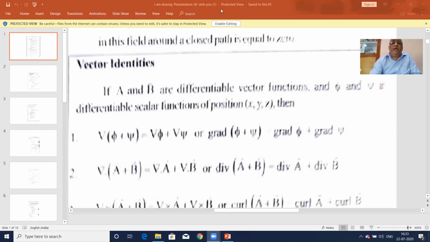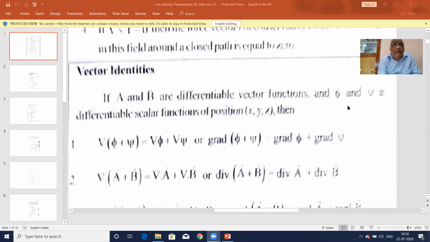So these vector identities are many. We'll briefly discuss some of them. First vector identity is del of phi plus psi is equal to del phi plus del psi, or it is termed as grad of phi plus psi is equal to grad phi plus grad psi. Second, divergence: del dot (A plus B) is equal to del dot A plus del dot B, or div of A plus B is equal to div A plus div B.